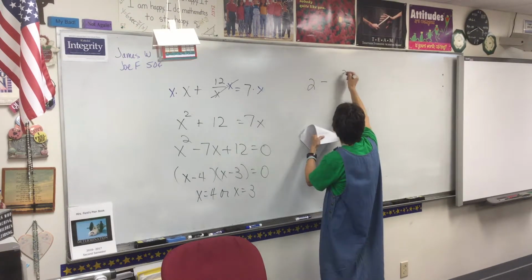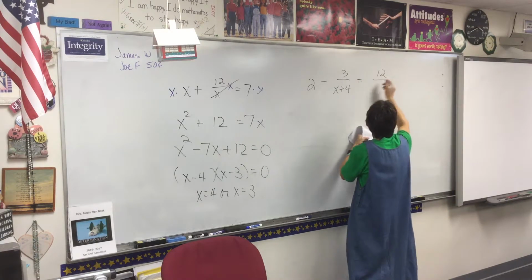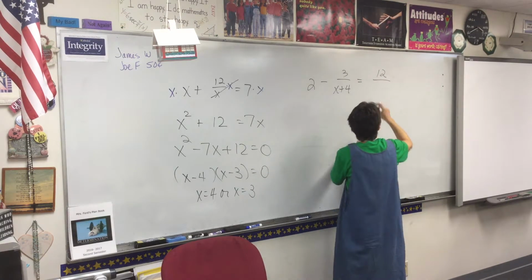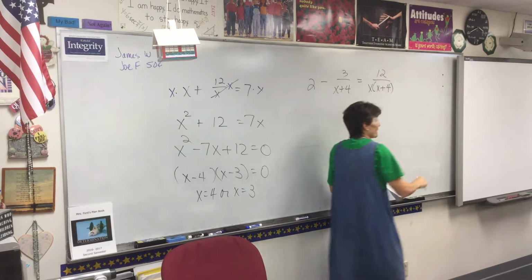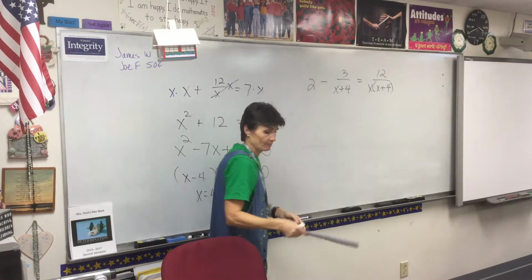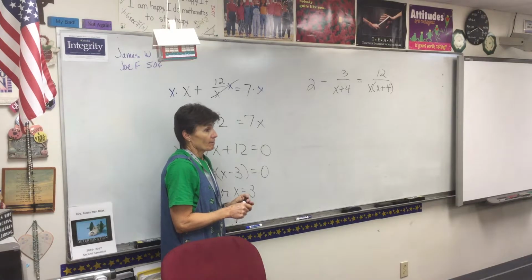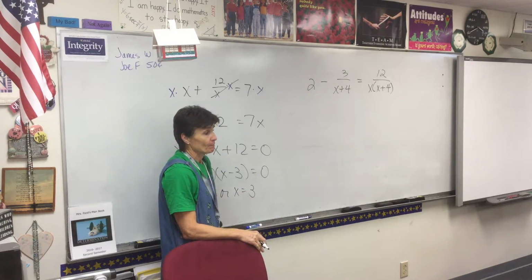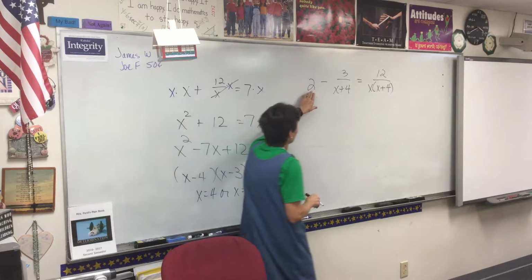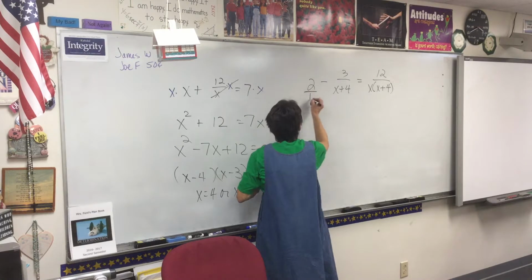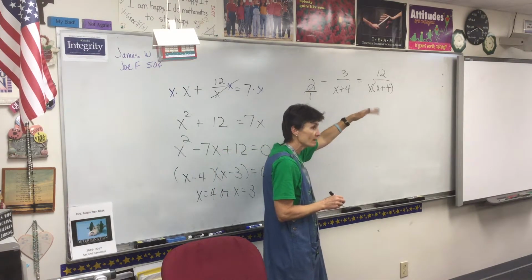So 2 minus 3 over x plus 4 equals 12 over x. Now I'm going to pull a fast one on you. I'm going to write x plus 4. In other words, what am I doing there in that denominator? I'm factoring it, right? I'm factoring that denominator. What's this denominator? 1. So I have another problem that's just full of fractions, right?